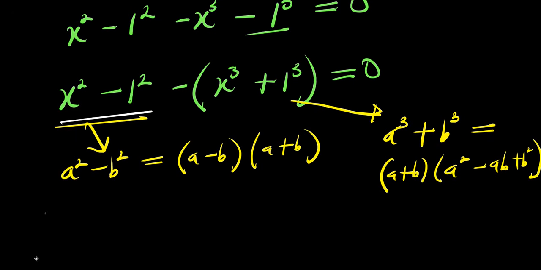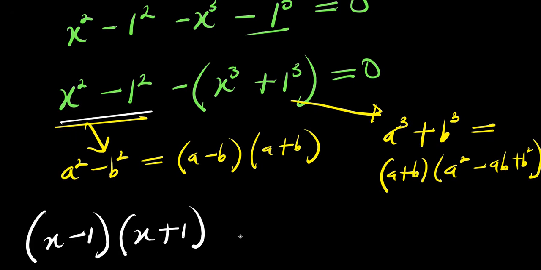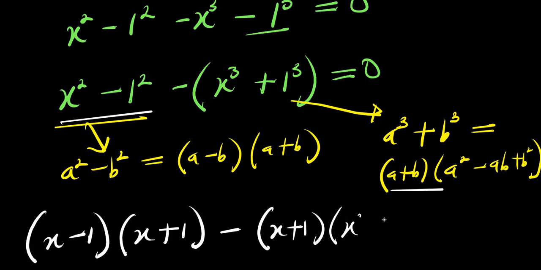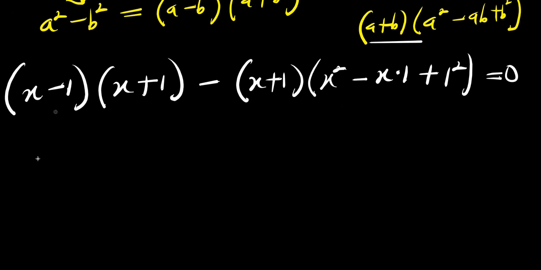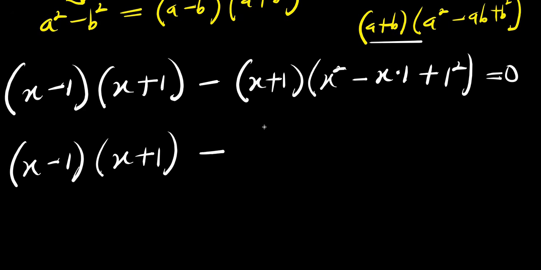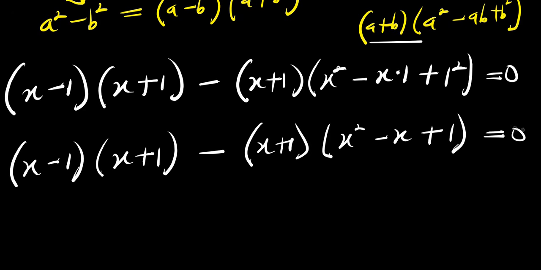We start with the first one here. You have x minus 1 times x plus 1 minus, here's a plus b, so you have x plus 1 times x squared minus x times 1 plus 1 power 2 equals 0. So right here, I'll simply have x minus 1 times x plus 1 minus x plus 1 times x squared minus x plus 1 equals 0.